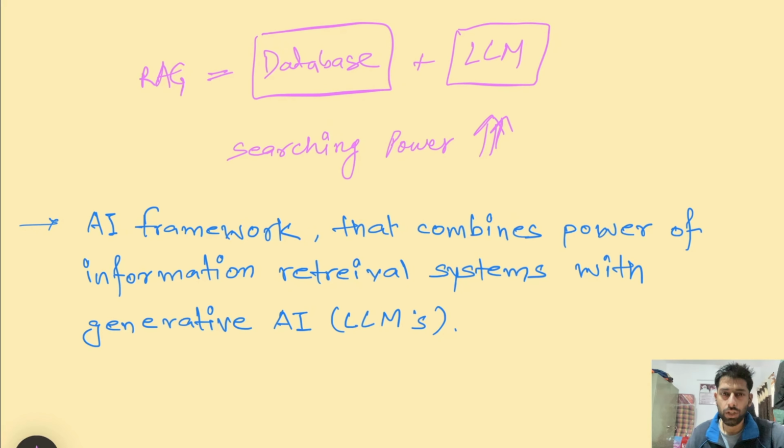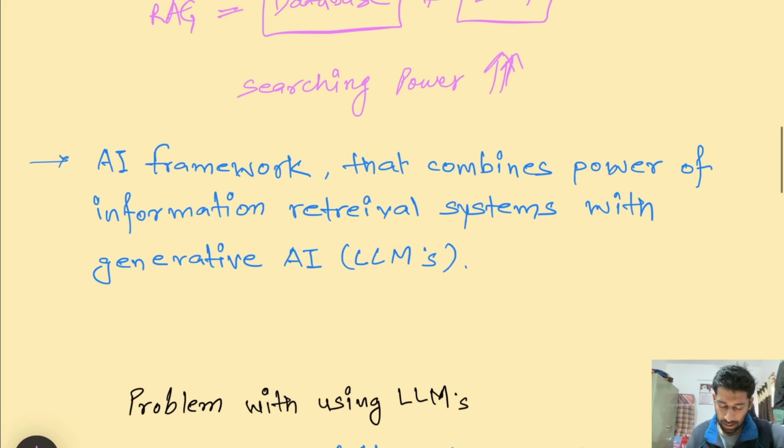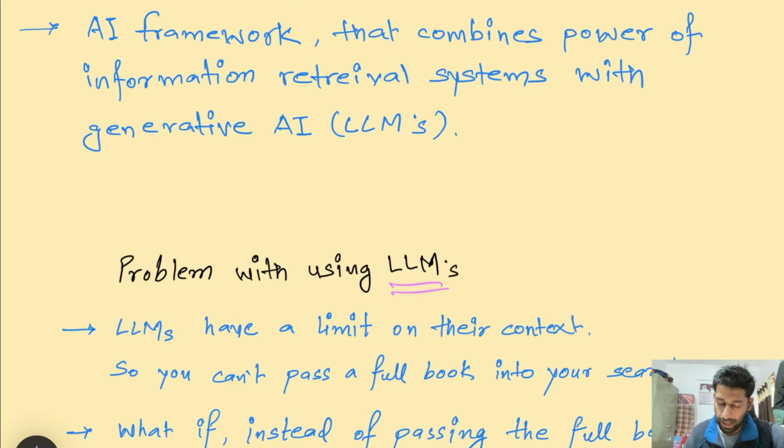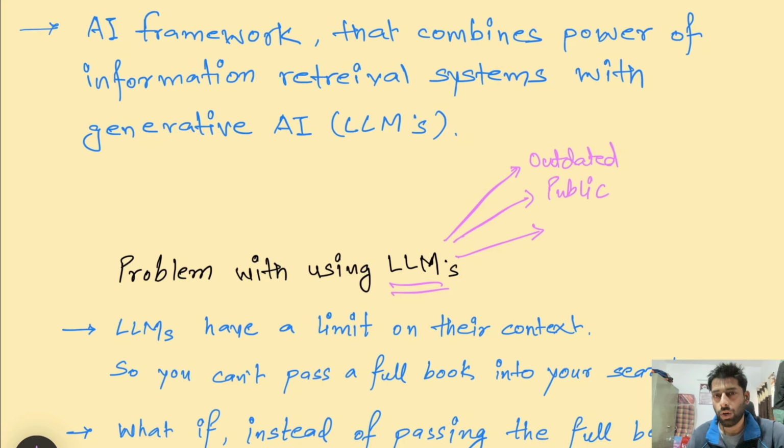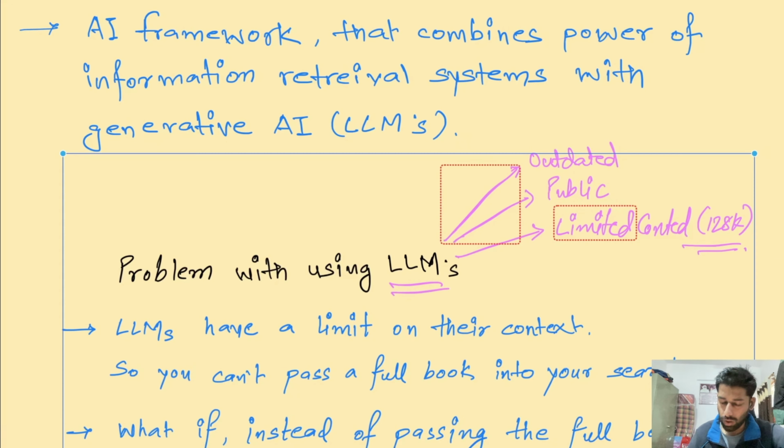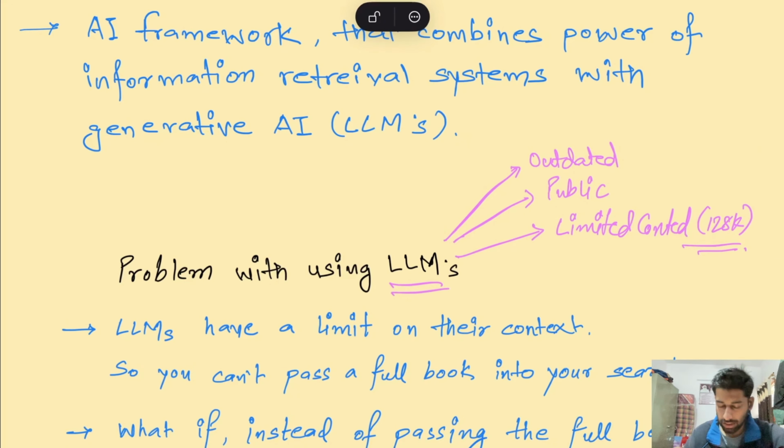So how is this done? Because LLMs have some limitations. So what are the limitations of these LLMs? LLMs are trained on outdated data. The data on which they are trained is not recent. They are also trained on public data, so this is also one more drawback. Third one is that there is a limit on the tokens that you can send in one request to these LLMs, so limited context is also there. Like for ChatGPT 4o models, there is a limit of 128k tokens that you can send in one request. So these are the three main problems associated with an LLM.